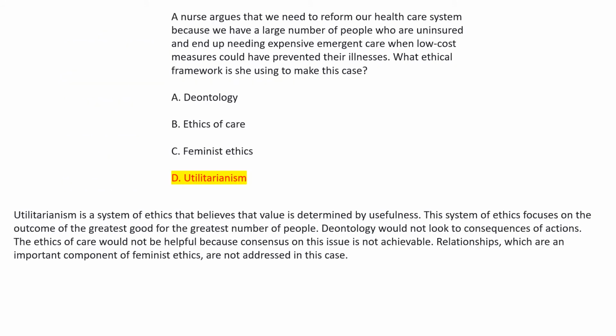Answer D. Utilitarianism. Utilitarianism is a system of ethics that believes that value is determined by usefulness. This system of ethics focuses on the outcome of the greatest good for the greatest number of people. Deontology would not look to consequences of actions. The ethics of care would not be helpful because consensus on this issue is not achievable. Relationships, which are an important component of feminist ethics, are not addressed in this case.